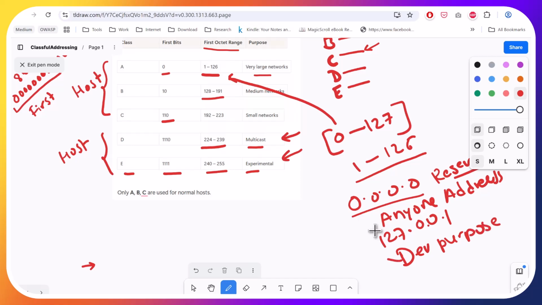Correct. And it can be only taken up by your system. Means if some developer wants to develop some application, he wants to test it locally, then this is the IP which he can use to test it. This IP cannot be used and routed over internet, right? So this also cannot be used. So that's why we are saying that the range will go from 1 to 126.